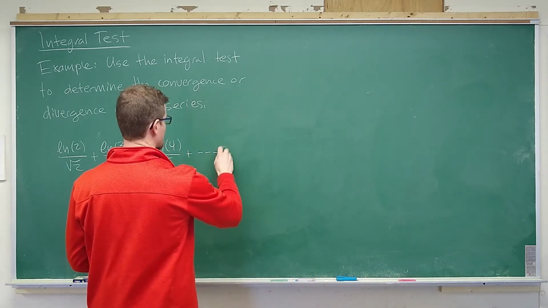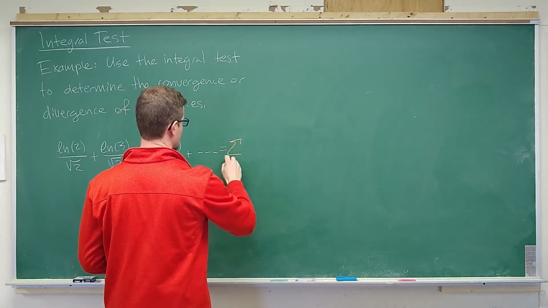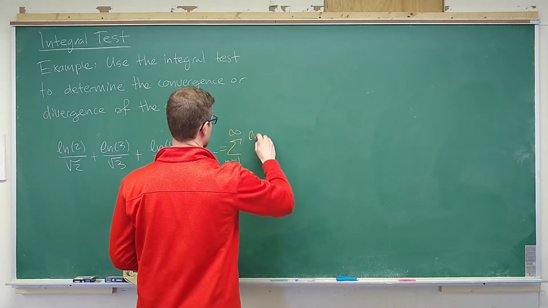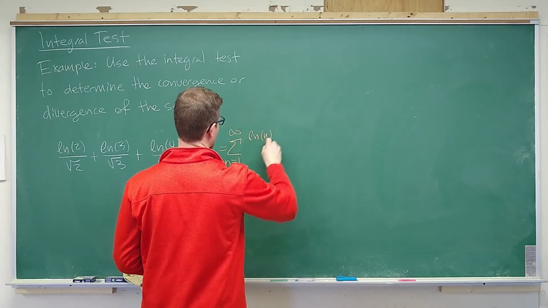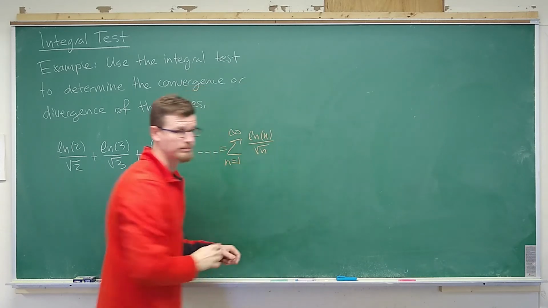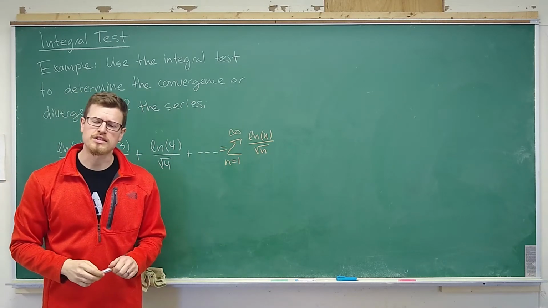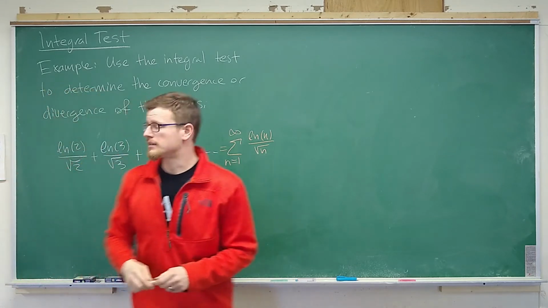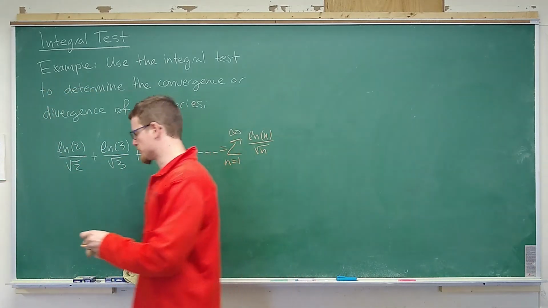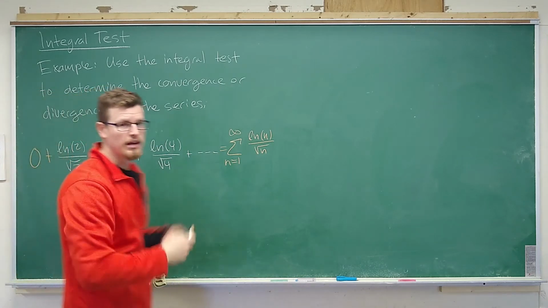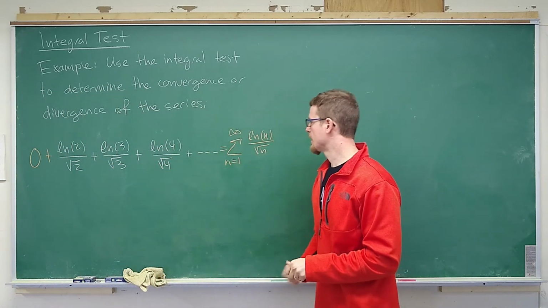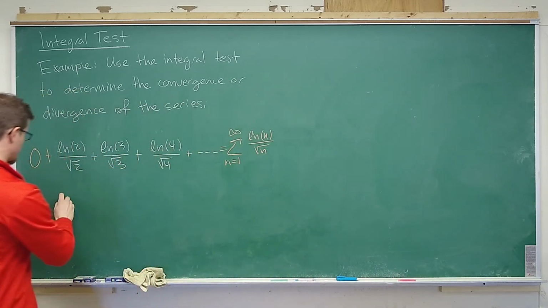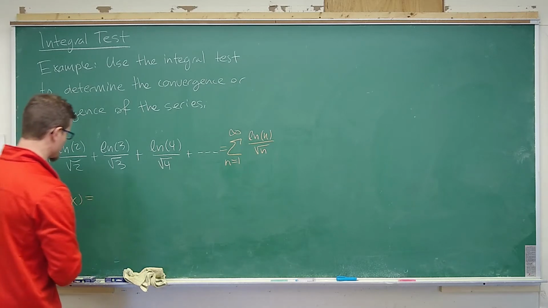So the first thing to do is to recognize that this can be written as the sum from n equals 1 to infinity of the natural log of n divided by the square root of n. You might think to yourself, doesn't that have an extra term at n equals 1? Yes and no. It does, but the natural log of 1 is 0, so you can think of this as 0 plus, and in which case there's no issue at all.